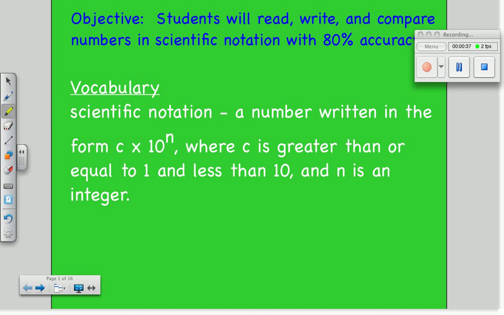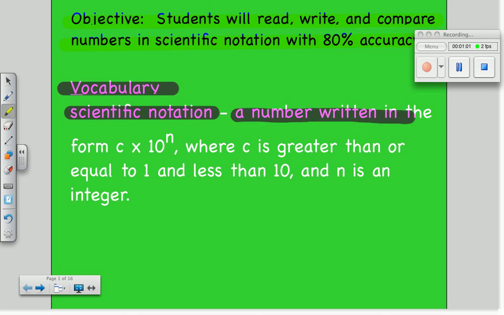So what you're going to do here is definitely write your objective, please. I don't know if you can see that I'm highlighting that or not. That doesn't look very good to me, but anyway. So highlight your objective, write that. Vocabulary, scientific notation. What I want you to write here is a little bit different. Let's write vocabulary, and then scientific notation. And then just the first line: a number written in the form c times 10 to the power of n. Okay?